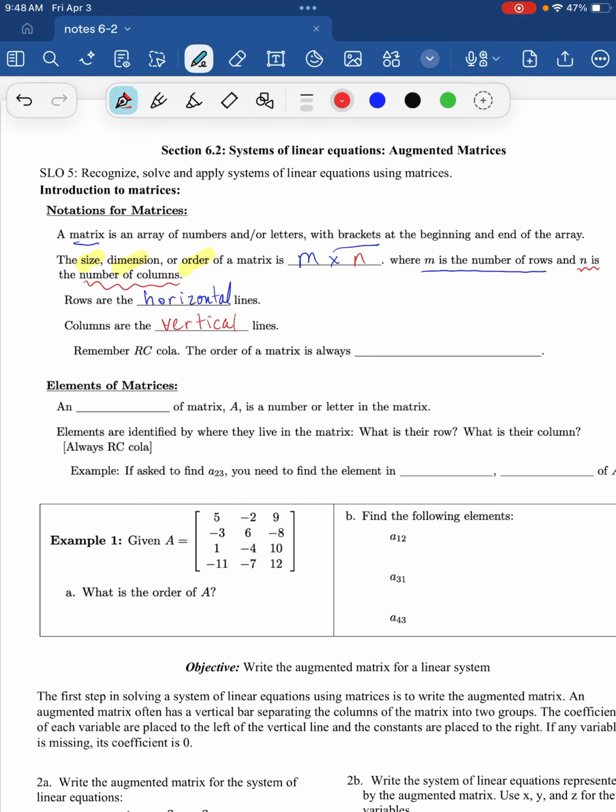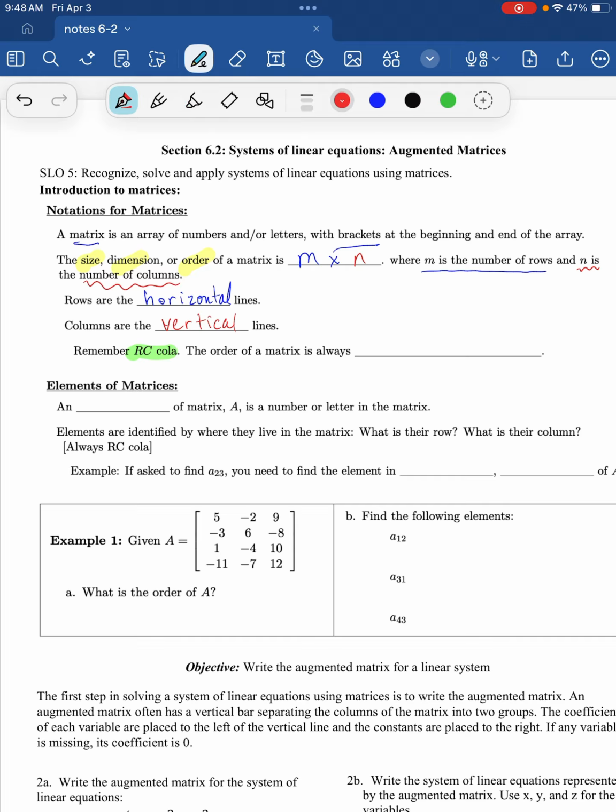If it helps you to remember, it's not as popular now as it used to be, but besides Coca-Cola and Pepsi, there is another soda that's RC Cola. R for row, C for column. It helps us in this situation remember rows go first and columns go second, if you can remember RC Cola.